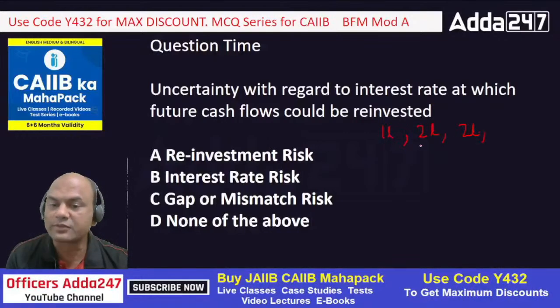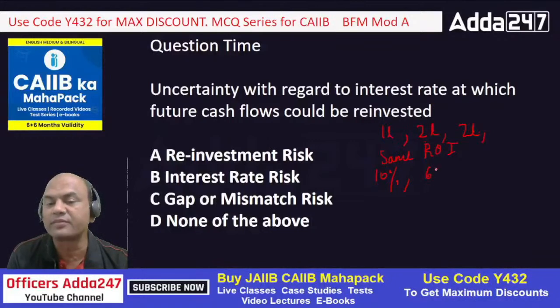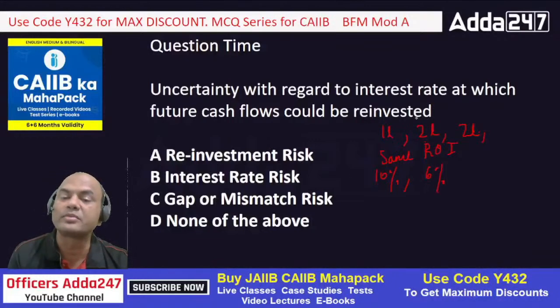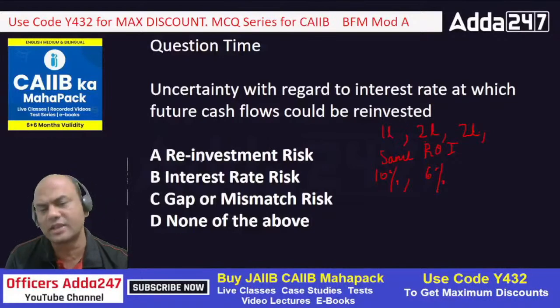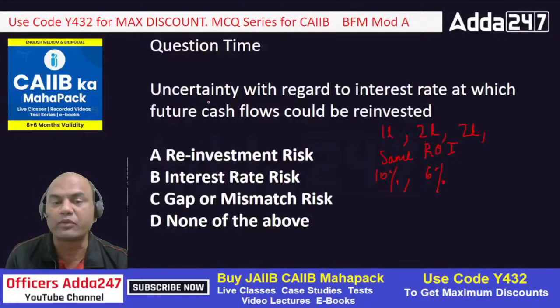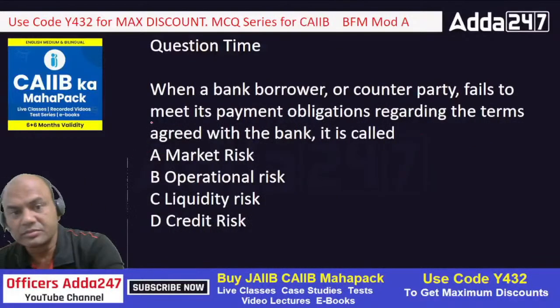So the future cash flows which I have to invest, will I get the same rate of interest, same ROI, or will I get some different ROI? If this year I am getting 10%, next year will I get 10 or will I get 6%? So this is known as the reinvestment risk. The options are reinvestment risk, interest rate risk, gap or mismatch, and none of these. So the answer will be definitely A, reinvestment risk, correct?